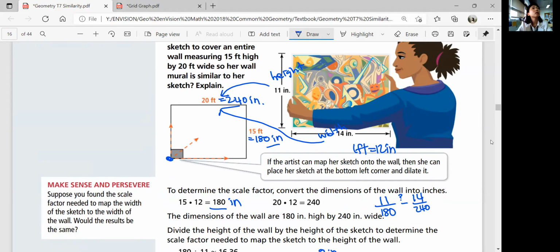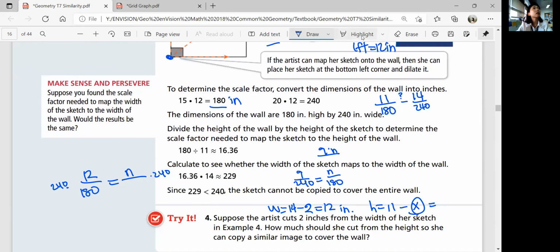There you go. And so that one is not actually mapping to 180. It must map to 240 and then n over 180. So you're going to multiply 180 on both sides. And then n is equal to 9. So in order for the height to be 9, you need to cut 2. So 2 inches from the height would be the answer.